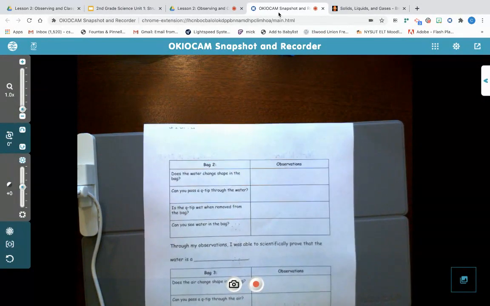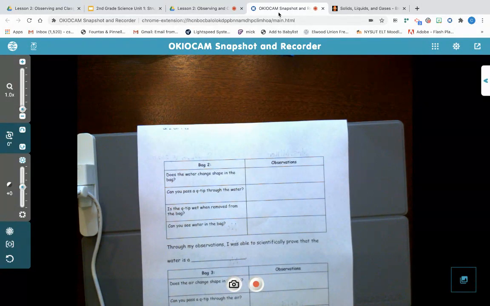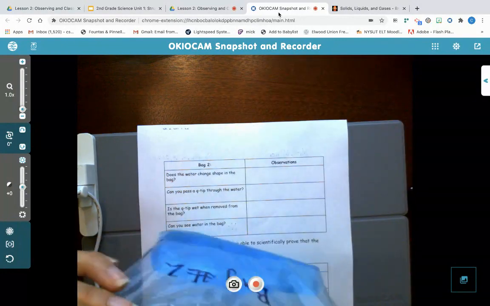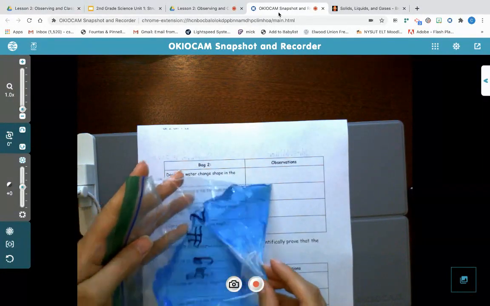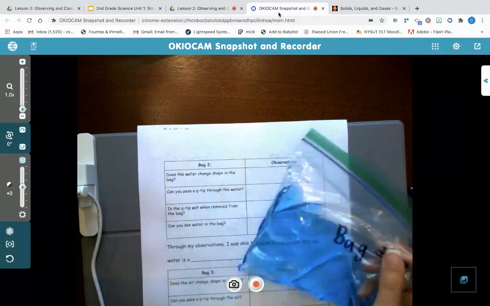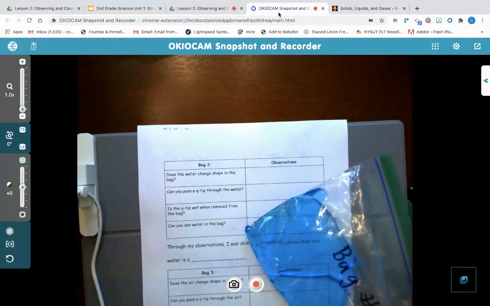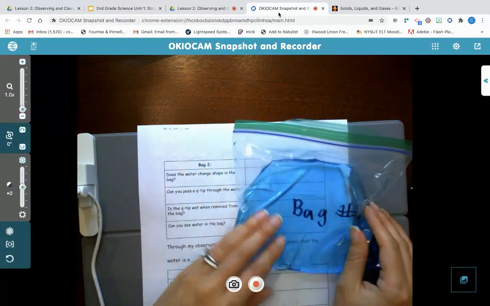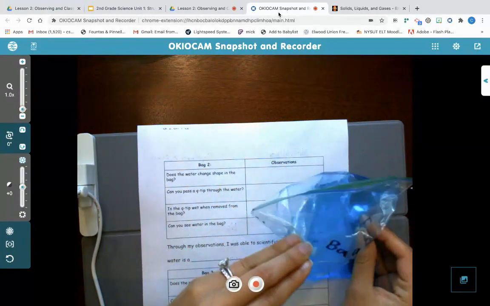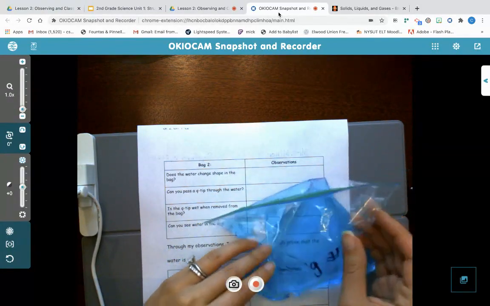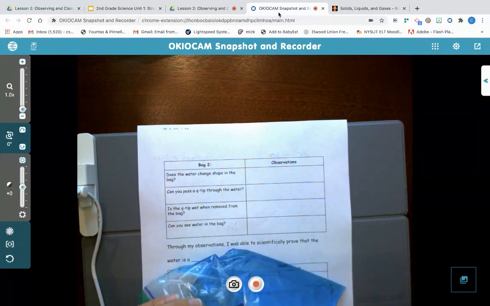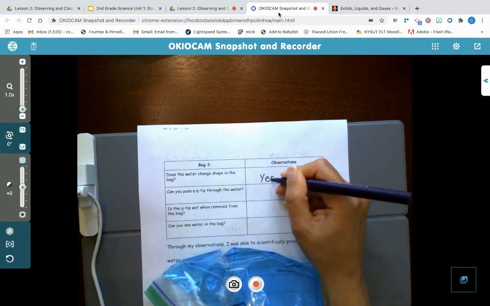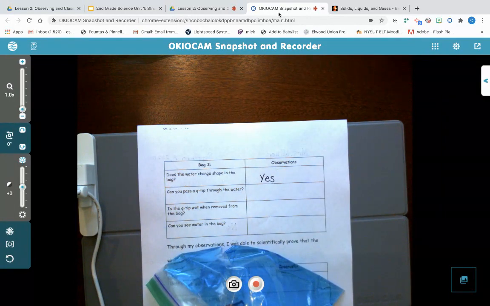Let's take a look now at bag number 2. Our next specimen is water. And I simply colored it so that it would be easier to see. All right. So the first question says, does the water change shape in the bag? Well, let's observe. As I move the bag around, does it change shape? Thumbs up, thumbs down? Yes, it does. Go ahead and write the word yes. Okay.